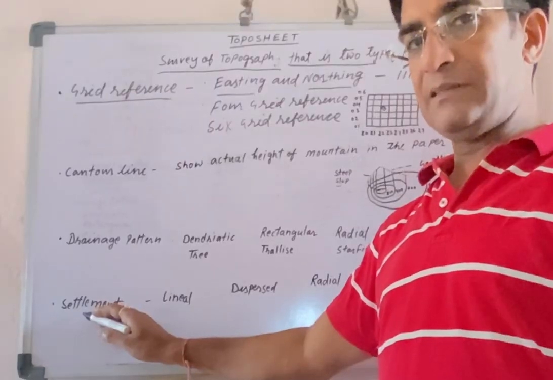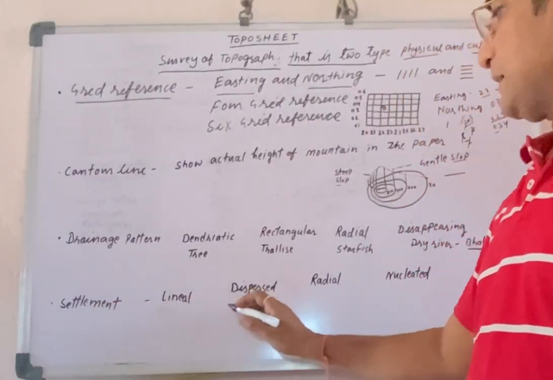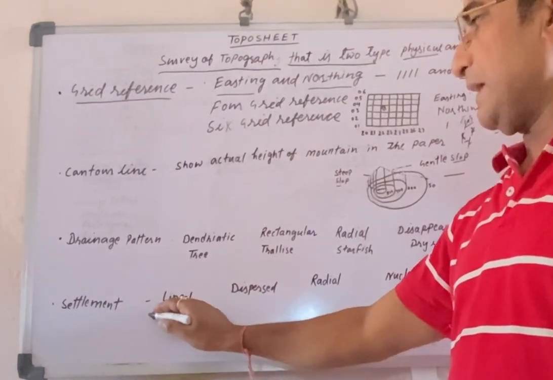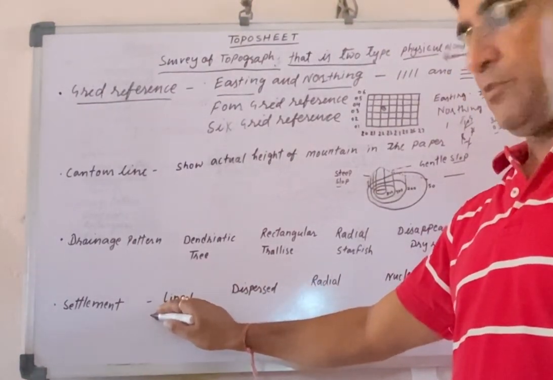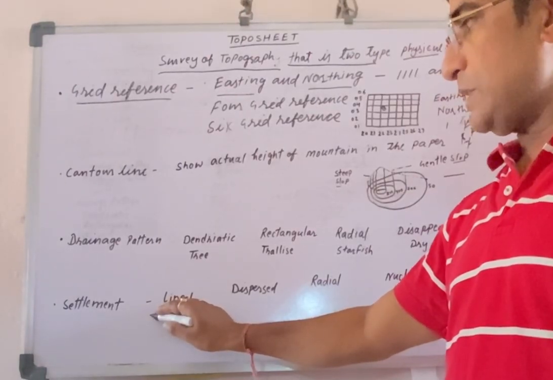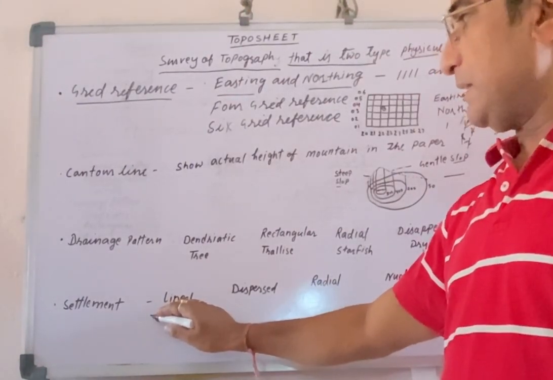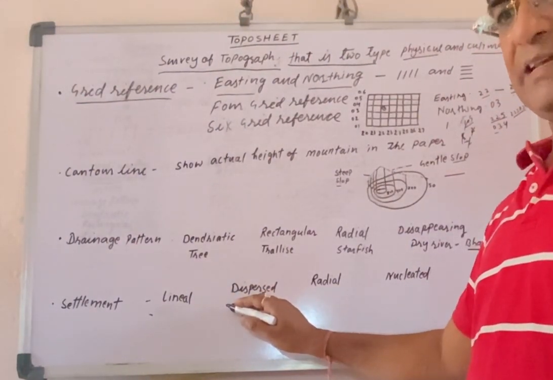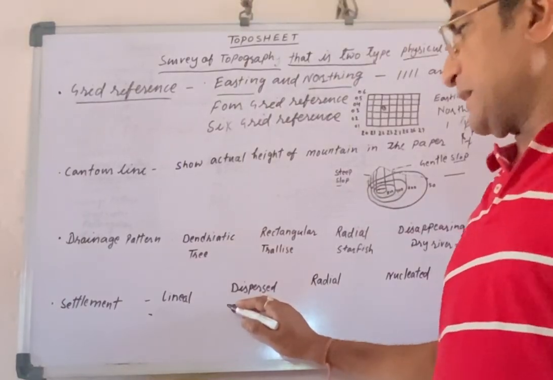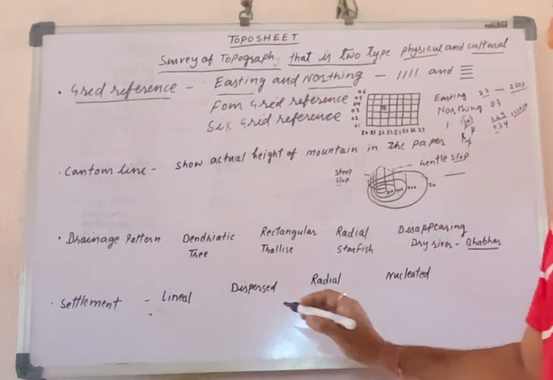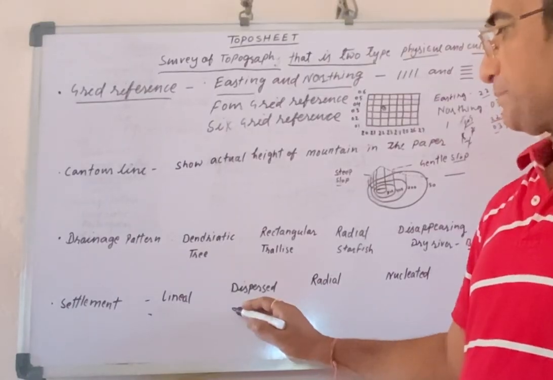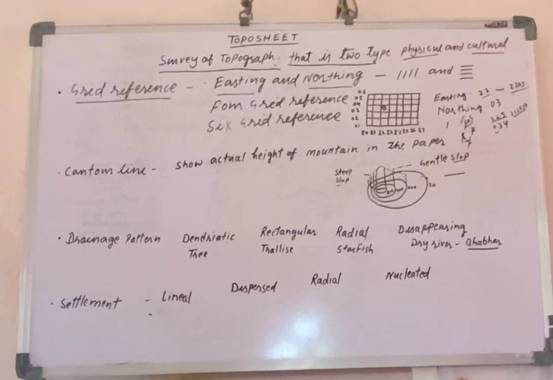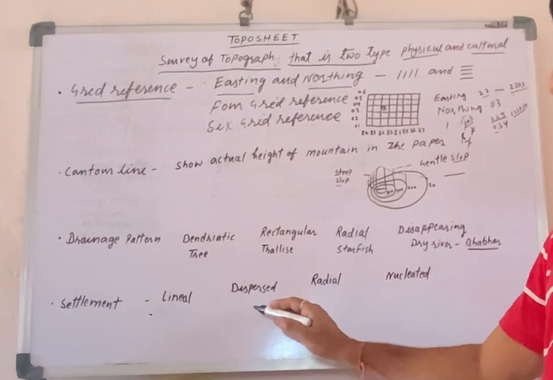Next is the settlement. There are four types of settlement: linear, dispersed, radial, and clustered. Linear is just like a pathway or cartway, where the houses are along the cartway. It is called a linear settlement. Dispersed settlement means the area where the houses are very far away from each other.